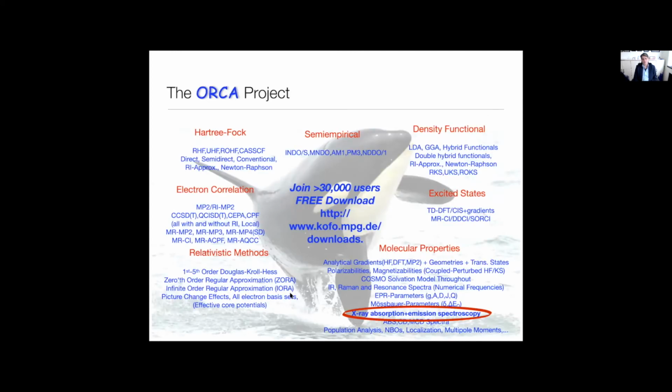So the tool that you will be using today is the Orca Project. The Orca Project is a big quantum chemistry project, and it's a very general purpose quantum chemistry tool. By now it has about 30,000 users, very quickly growing, and it's free for academics. You can download it from our website, and X-ray spectroscopy is only one thing you can do with it, but almost everything that computational chemists want to do is implemented in Orca. And today we will see what capabilities it has in theoretical X-ray spectroscopy.